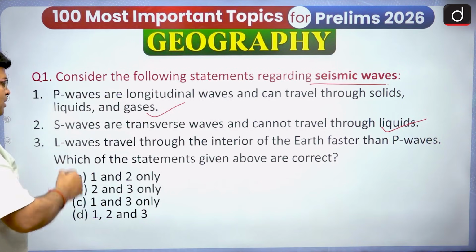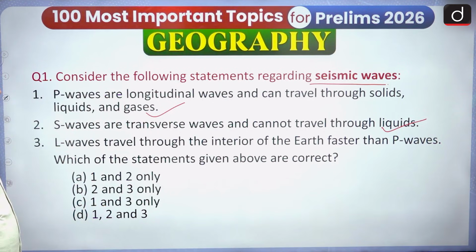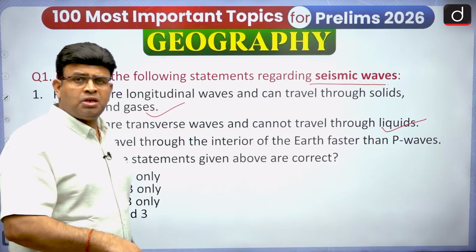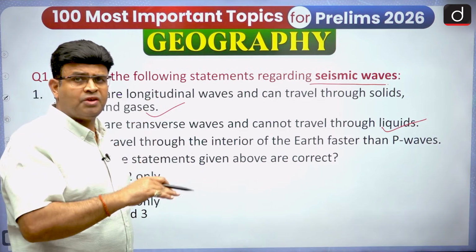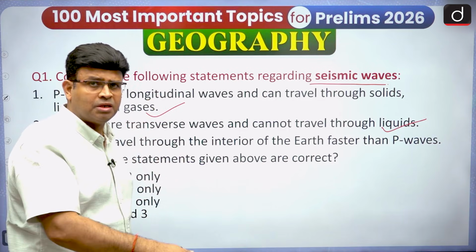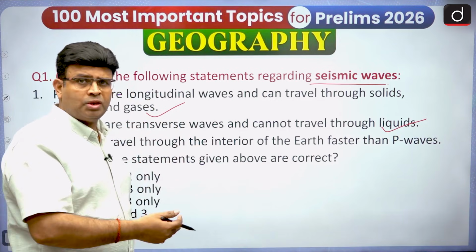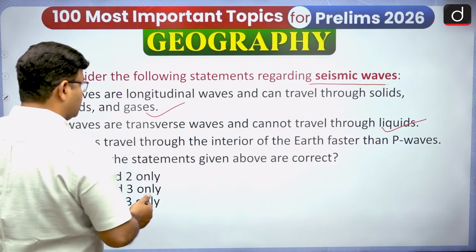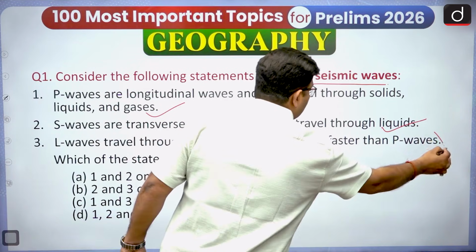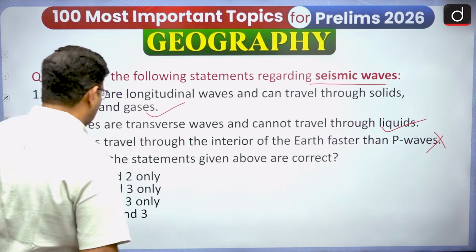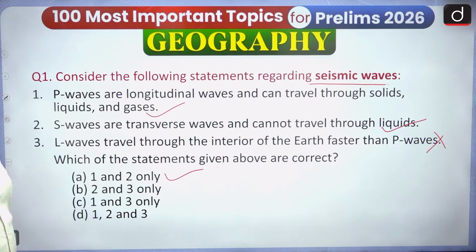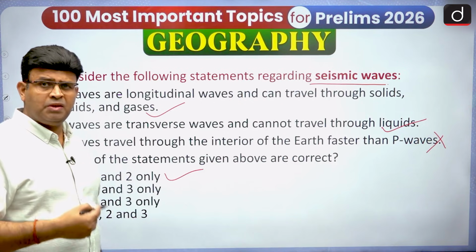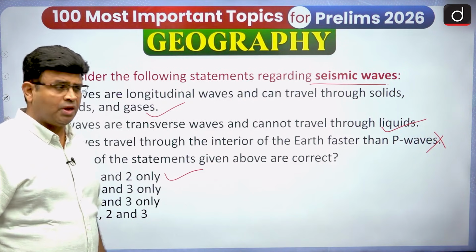And then, L waves travel through the interior of the earth faster than P waves. It is not moving through the interior. Love waves move along the surface of the earth, not the interior of the earth, and they are very slow. So this statement is wrong, and we can say that only 1 and 2 are correct. So this is the question based on the one topic: P waves, S waves and L seismic waves.